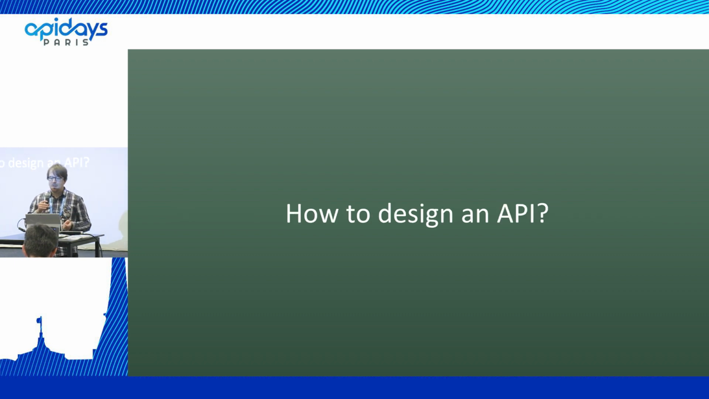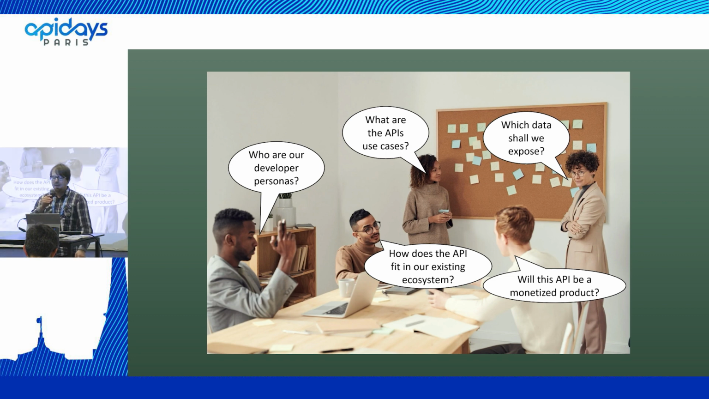And now I want to talk a bit about how to design an API. So when you get started, there are probably a lot of questions that you have to ask yourself. And I think it's really, really important, before you do anything with your API, to ask this: who are our developer personas? Because there's a difference between writing an API for very advanced users, or an API that you expect to be used in no-code tools, or an API that you expect to be used mostly on mobile where performance is important. What are the API's use cases?